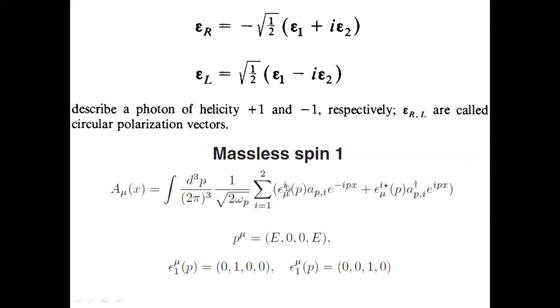Again, epsilon mu I of p and epsilon mu I star of p are simply nothing but the polarization vectors. And a_I and a_I dagger are simply the annihilation and creation operators of the photons. So now we have raised this A mu of x to the status of an operator. We have introduced a_I and a_I dagger factors, and we have introduced the polarization factors also. This is the most general expansion of the photon field. Okay, next.